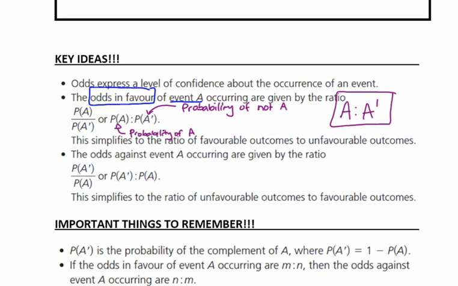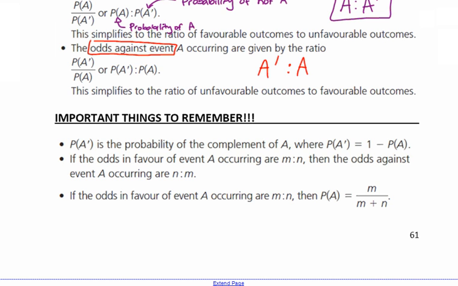And then we can also look at odds against. So odds against A happening would be how many times does A not happen compared to how many times does A occur. So whichever one you want, that one goes first. If you want against, it's how many times it does not happen compared to how many times it happens. So it's going to simplify to this ratio of M to N. We always reduce our ratios.